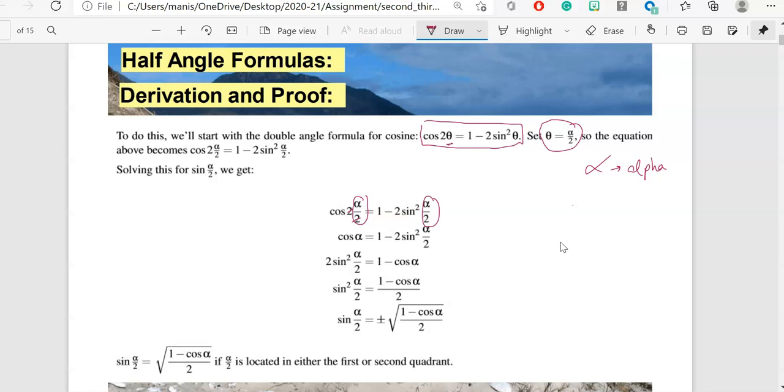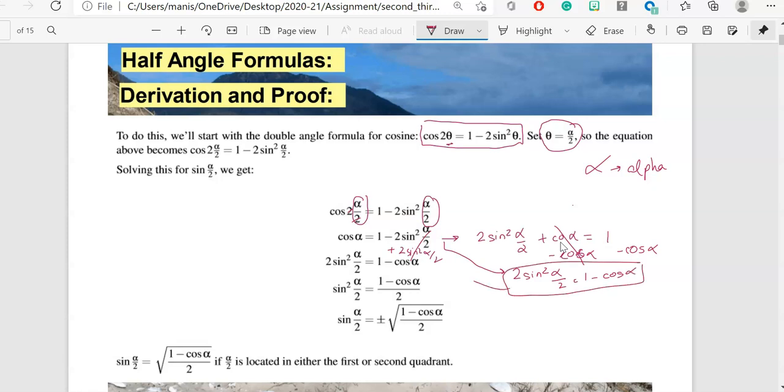After this, I have done two steps over here. The first step is I have added 2 sine square alpha over 2 to both sides. So it looks like this: 2 sine square alpha over 2 plus cosine alpha is equal to 1, because the 2 sine square alpha over 2 gets cancelled out on the other side. After this, I subtracted cosine alpha from both sides, so this gets cancelled out. Your next step is 2 sine square alpha over 2 is equal to 1 minus cosine of alpha.